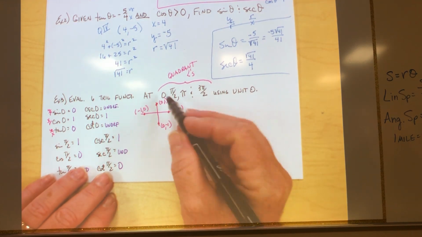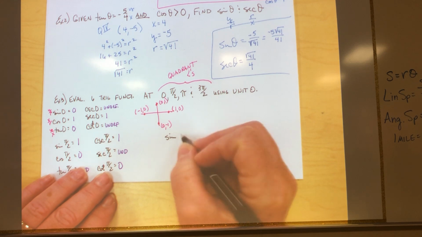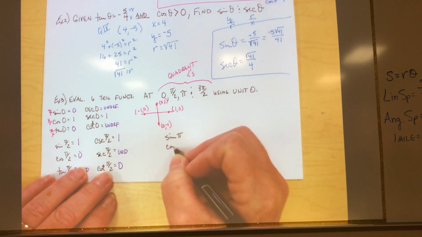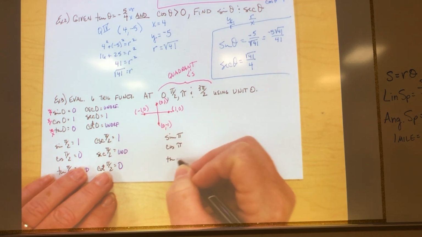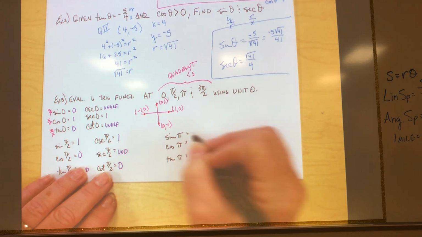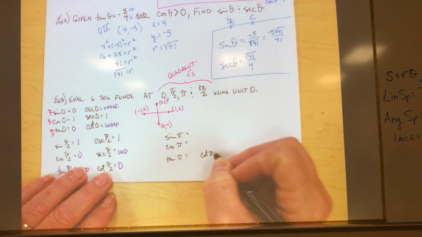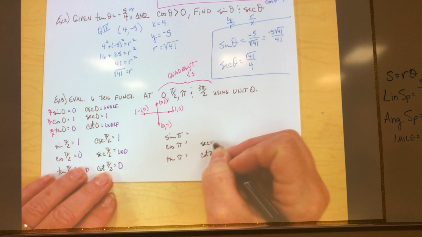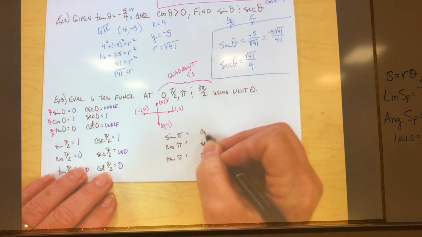So here we go. Let's do pi. So sine of pi, cosine of pi, tangent of pi, cotangent of pi, secant of pi, and cosecant of pi.